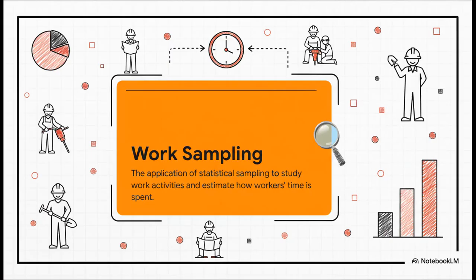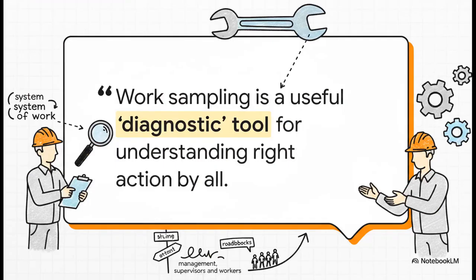So what is this thing exactly? Well, at its core, work sampling is a really smart statistical method. This isn't about standing over someone's shoulder all day long. No way. Instead, it's about making a ton of quick, random observations across the entire site. You just see what someone's doing at that exact moment and you log it. And when you do this enough times, the stats give you this surprisingly accurate big-picture view of what's really going on.